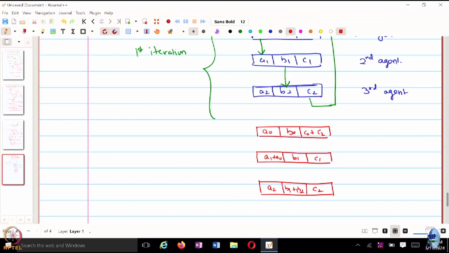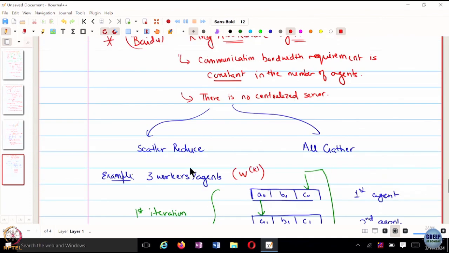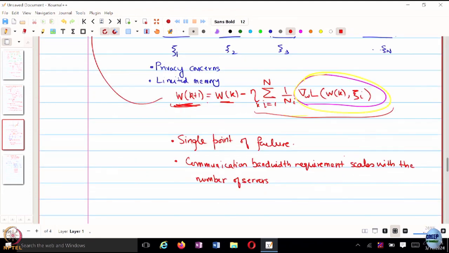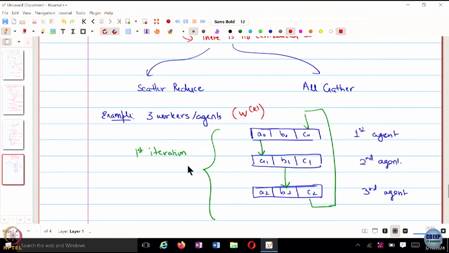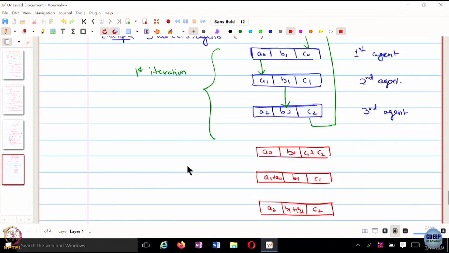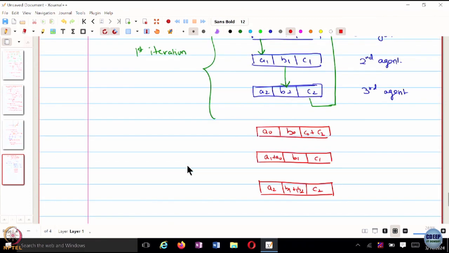Is this clear? Are they exchanging the data points directly? They are exchanging the gradients. All we are trying to get to is the sum of these gradients, right? So what do you mean by C0 plus C2? Those are the gradient information on the data points. Is this clear? So this is what happens after the first iteration. Then you have the second iteration.